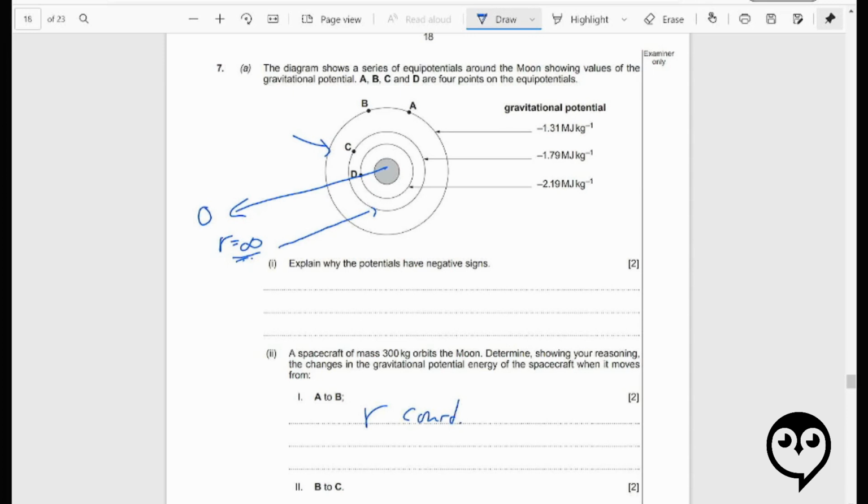Okay, what's going to happen when we move from B to C? Well, we just said before that these potentials have negative signs. So we're actually going to be lowering our potential energy. It's going to become more negative, but we can just say it's going to be a decrease. If you want, you can say it's more negative. And this one here, we said it was constant.